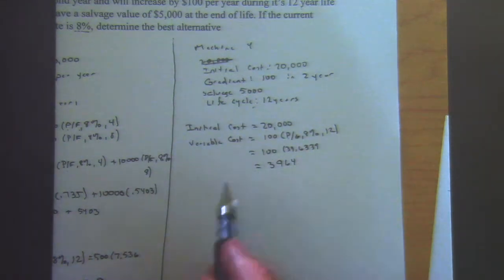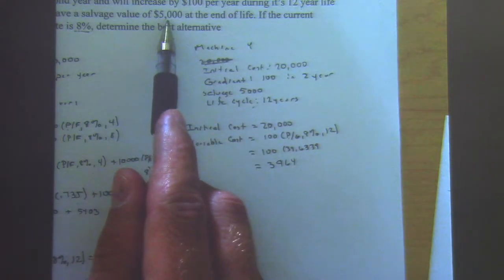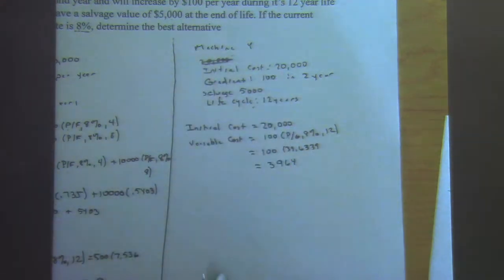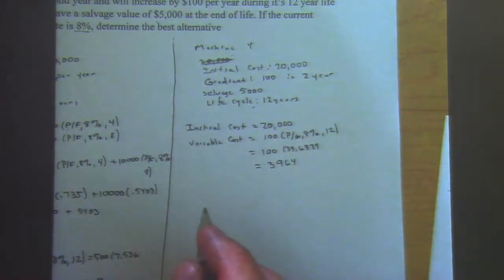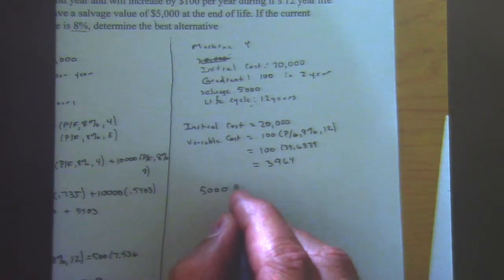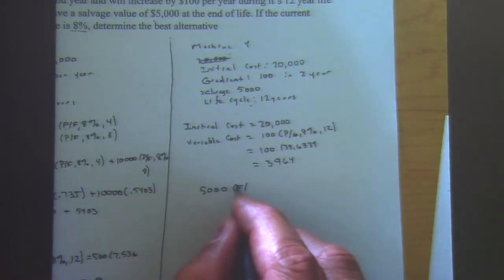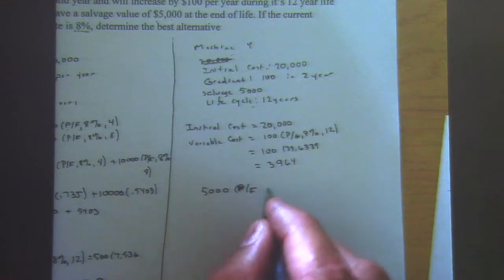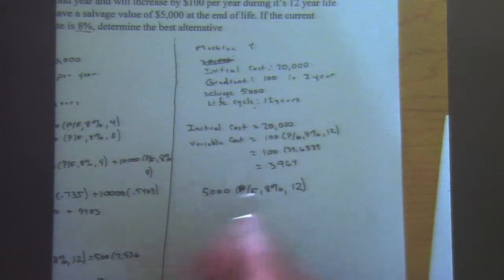So what we have here then is one final consideration that we need to make, and that is the salvage value of this other alternative for machine Y. In order to consider that salvage value, we need to bring that future value back into present value. So we're going to take the $5,000 and find the present value of it. We have a present value that we're trying to find given a future value, again at 8% interest for the 12 years, okay?